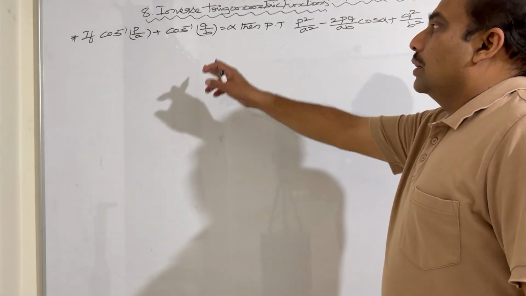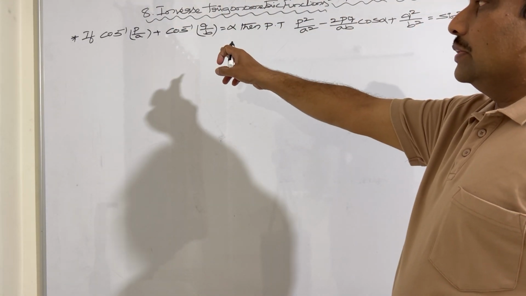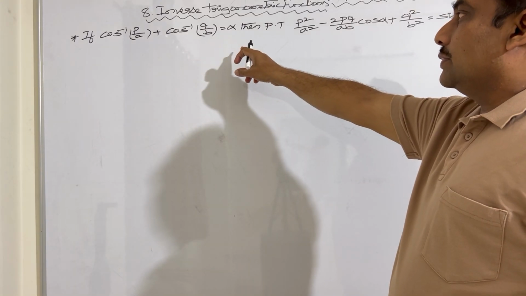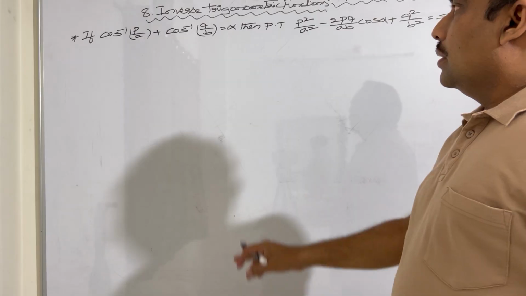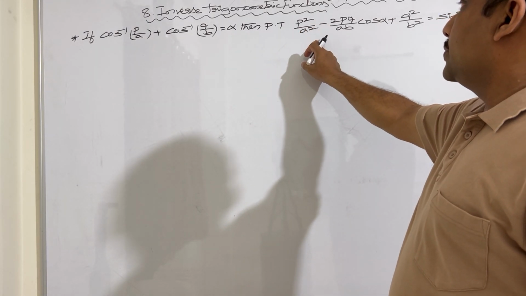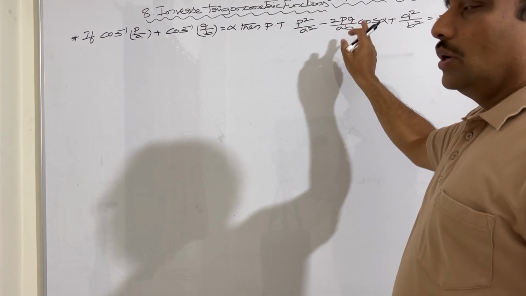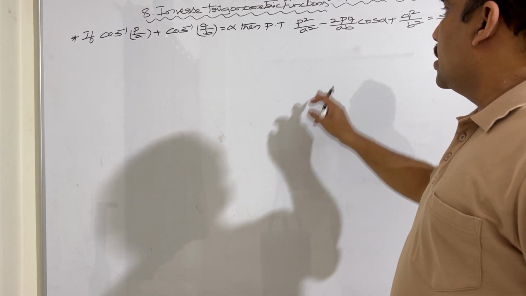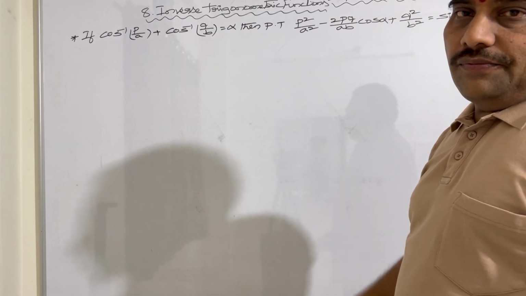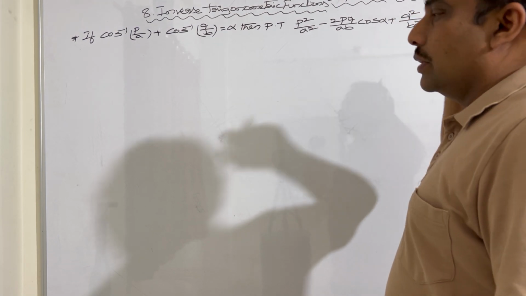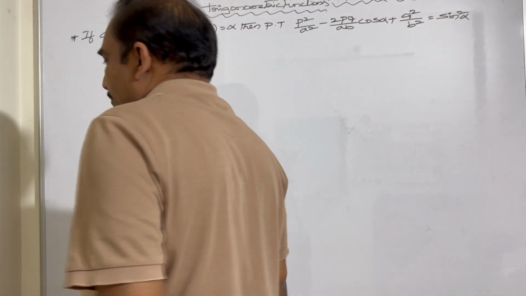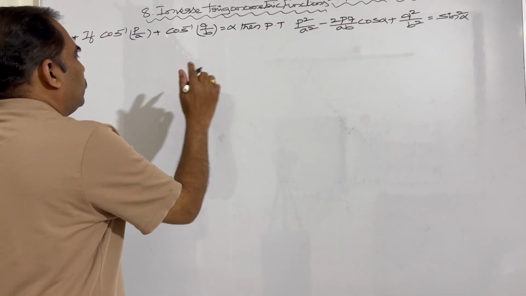In this video, we are going to discuss inverse trigonometric functions, important problems for intermediate final examinations. Your question is: if cos inverse of p by a plus cos inverse of q by b is equal to alpha, then prove that p square by a square minus 2pq by ab into cos alpha plus q square by b square is equal to sine square alpha. See now how to prove this.